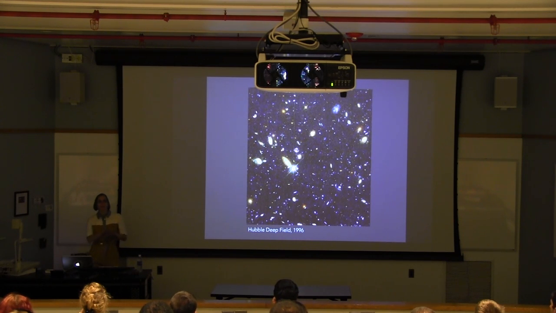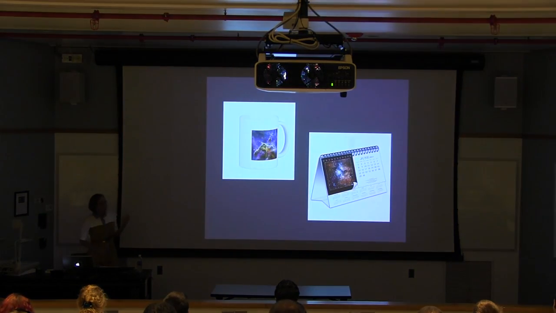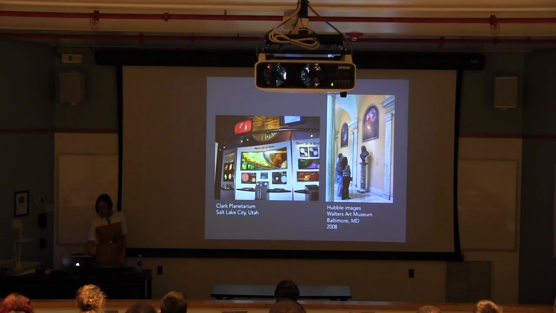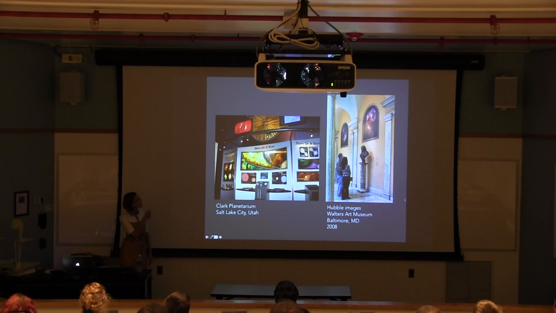But I'm willing to bet that all of us are familiar with the Hubble images, these vividly colored, dramatically lit, carefully composed pictures of the universe. You might not have recognized where they came from, but I'm sure you've seen them. They show up on all sorts of things: coffee mugs, calendars, they hang in planetariums. Here's a planetarium where you can see there's a Hubble image, here's one over here, here's another one. They also show up in art museums, like an exhibit at the Walters Art Museum in Baltimore.